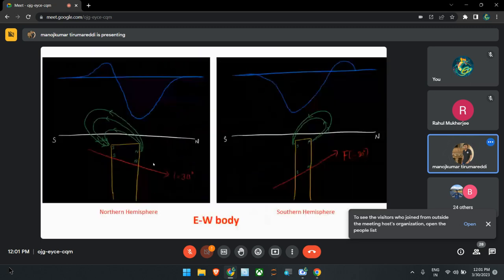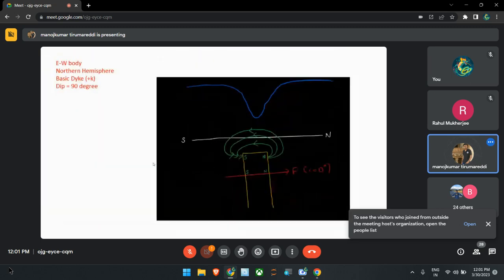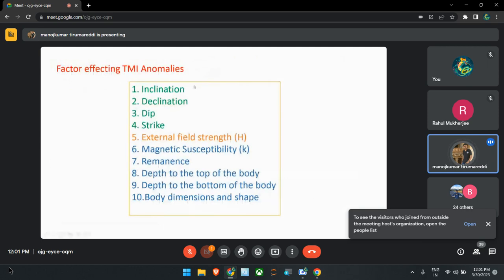If you go back, we discussed inclination, declination, dip, and strike. We can combine declination and strike in a single picture also, like an effective strike. Say strike is some theta and declination is some d, then the effective strike is theta plus d, so we can calculate the anomalies for theta plus d like that.